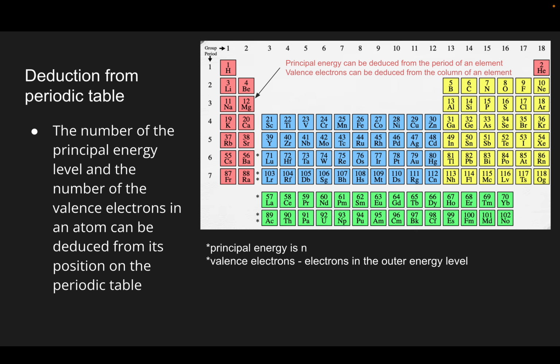Next one is deduction from the periodic table. The number of the principal energy level and the number of the valence electrons in an atom can be deduced from its position on the periodic table. Here is an example with magnesium. As you might know, magnesium has 3 outer shells, and this is why it's in period 3, and it also has 2 valence electrons, so this is why it's in group 2. And for you to understand, principal energy level is n, and valence electrons are the electrons in the outer energy level.